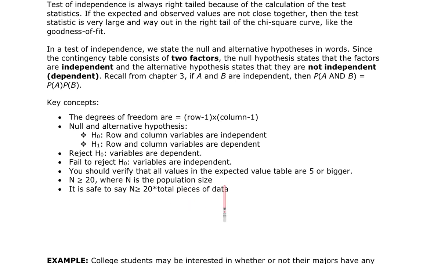You should verify the expected values are 5 or bigger, that the population size is at least larger than or equal to 20, and it's safe to say that the population size must be greater than or equal to 20 times the number of pieces of data.